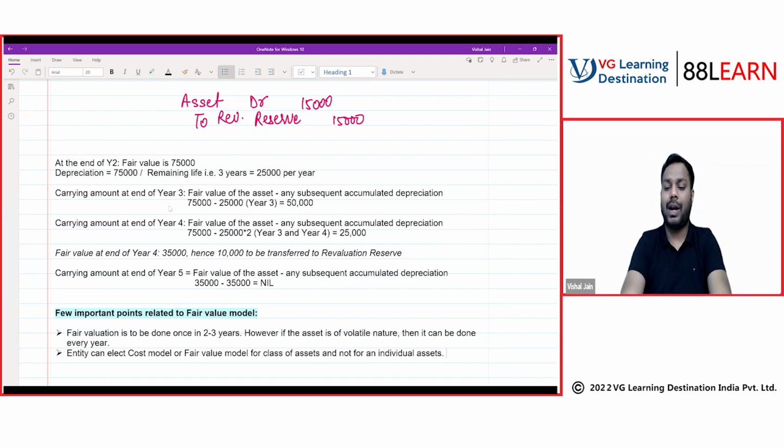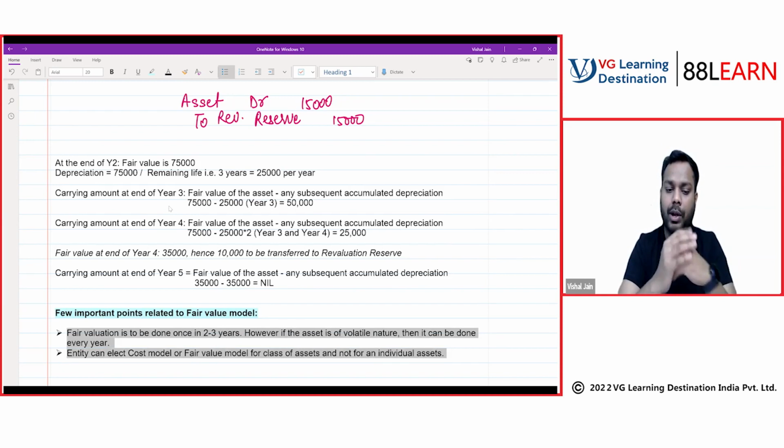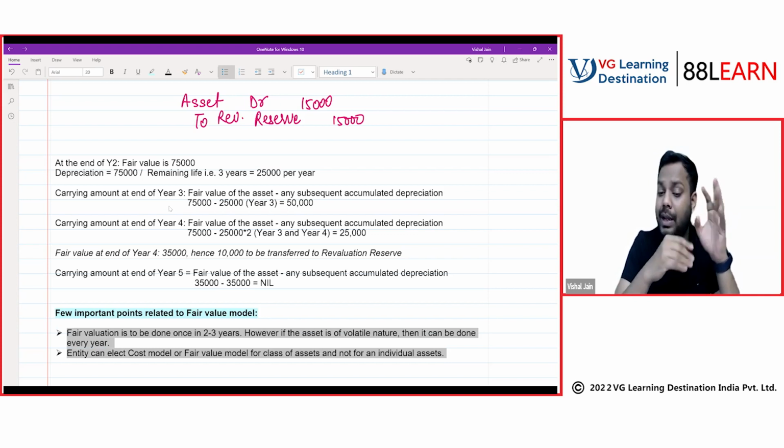Now, you have to understand these 2 points for the fair value model. First, the fair value exercise is not to be done every year. It is not required to be done every year. It has to be done once in 2 to 3 years. But if the asset is of volatile nature, what is the meaning of volatile nature? Meaning thereby the fair value of the asset changes frequently. In that case, it can be done every year. Otherwise, it is not required to be done every year.